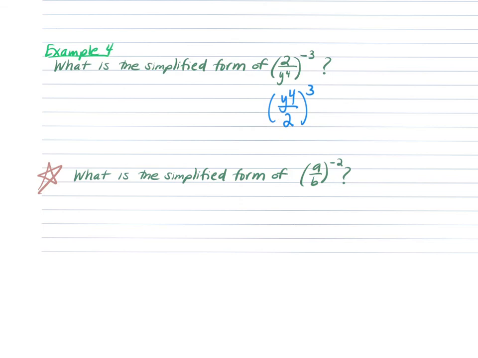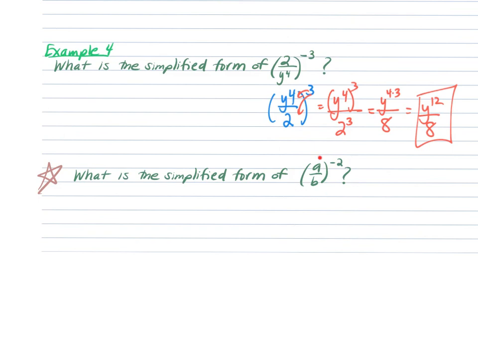Then we can distribute our exponent. So this is going to be y to the 4th cubed over 2 cubed. And so this is y to the 4 times 3. 2 times 2 times 2 is 8. So this is y to the 12th over 8.